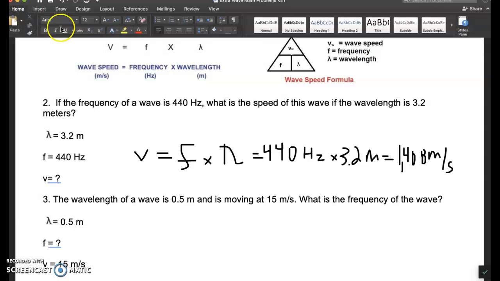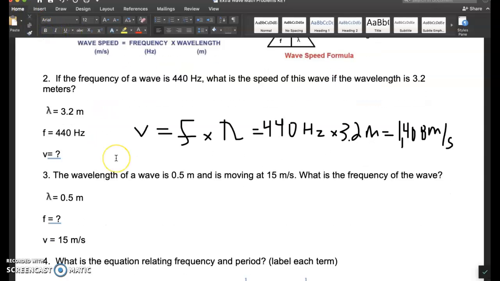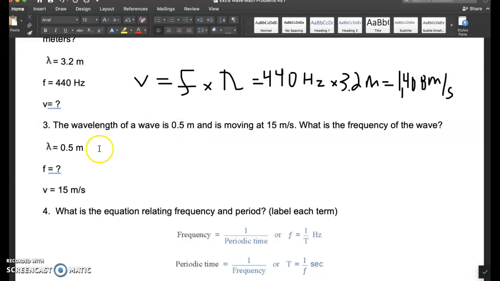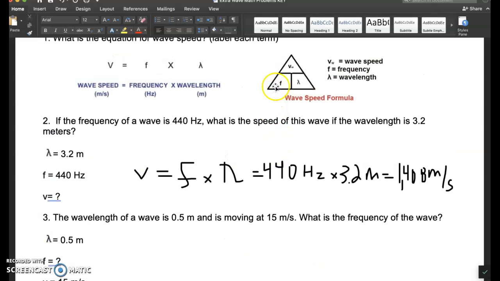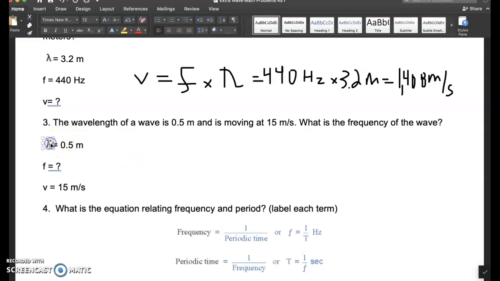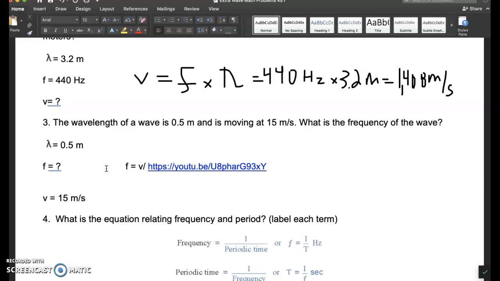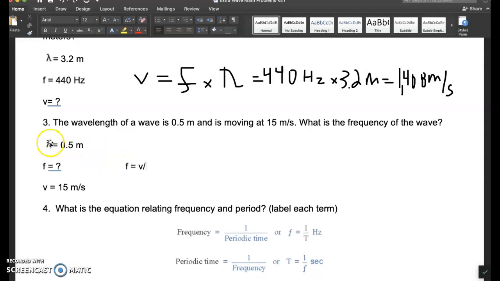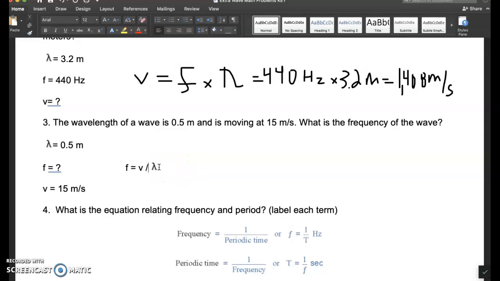I'm going to try to save some time here and just type instead. So next one, wavelength is 0.5 meters. It's moving at 15 meters per second. What's the frequency? So I go up to my triangle. Frequency covered up is equal to v divided by lambda. So f is equal to v divided by lambda.